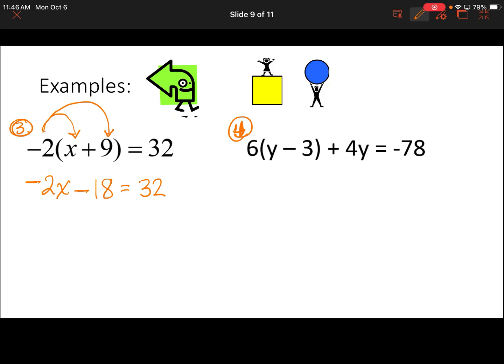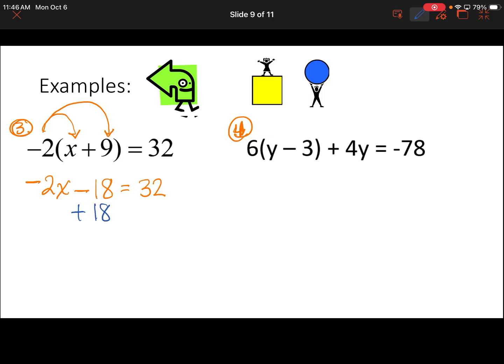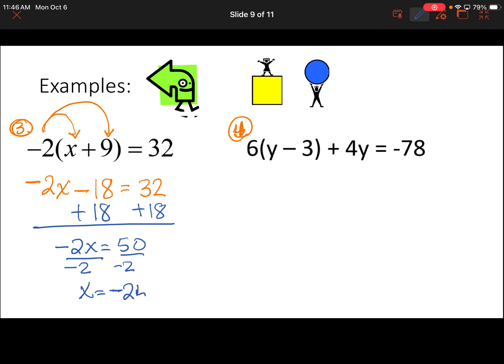Now you're going to see the importance of keeping track of your distributing negatives, because if you write plus 18 there, then your undo is going to be the wrong thing. To undo this one, to solve this one, I would add 18, not subtract 18. And if you don't change your sign correctly, you would have the wrong answer. Negative 2x equals 50. Divide by negative 2, and x equals negative 25.